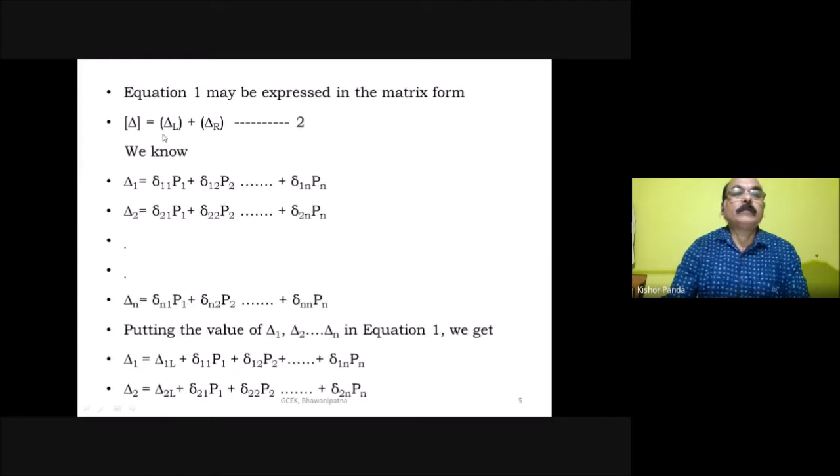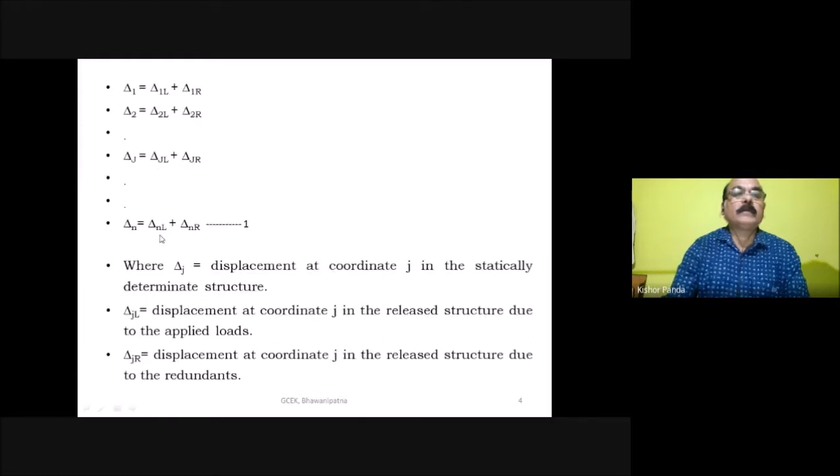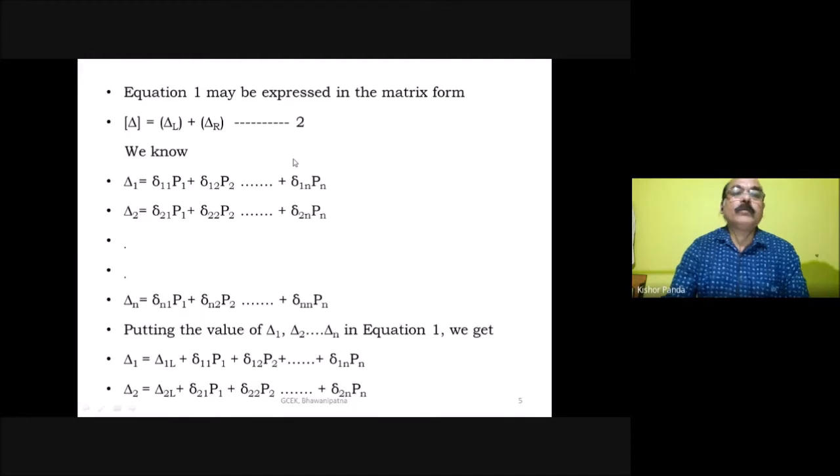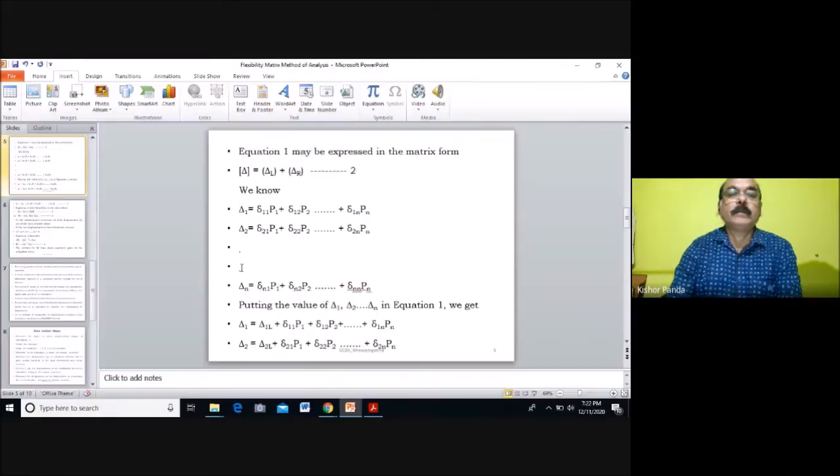Similarly, delta L is equal to delta 1L, delta 2L, delta JL, delta NL, a column matrix, and delta R is delta 1R, delta 2R, delta JR, delta NR. This is a column matrix. You know that this is the flexibility matrix. So delta 2 is equal to delta 21 P1 plus delta 22 P2 plus delta 2L PL. What does it mean? Delta 21 means the displacement at 2 due to unit force at 1. Similarly, for n coordinate, delta n is equal to delta n1 P1 plus delta n2 P2 plus delta nn PL.